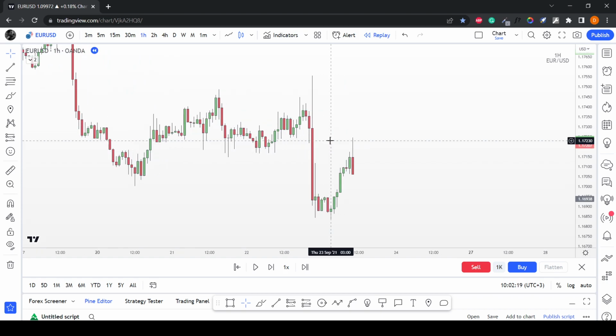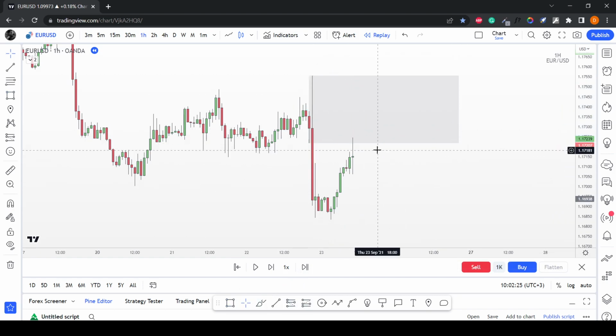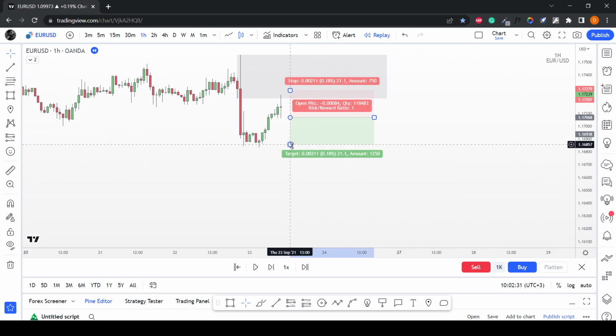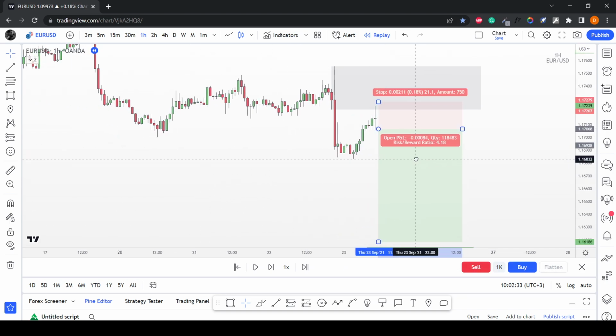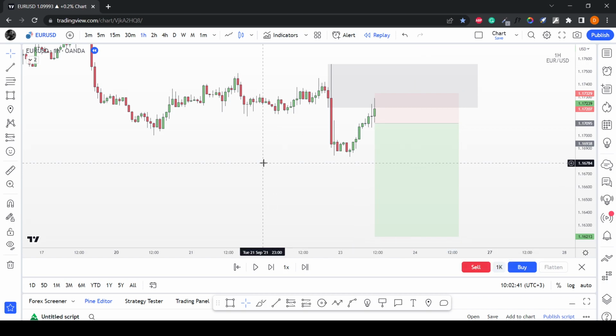Going for mitigation of the zone. So let's try to catch this move. So if we go below this one, we go to the downside. And protect ourselves maybe a bit higher. So not yet.